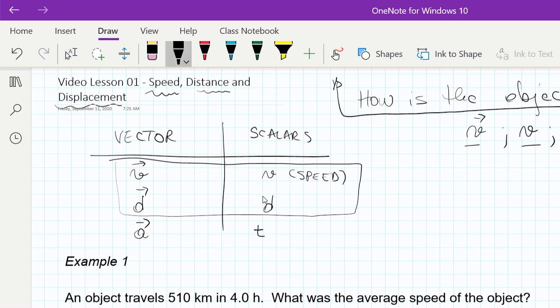As you see here, what is given is distance. So we don't have the information in which direction the object is moving those 510 kilometers. Are you looking at the screen, guys? So distance is 510 kilometers, and this 510 kilometers is obtained in 4 hours. And what we are looking for is the speed.